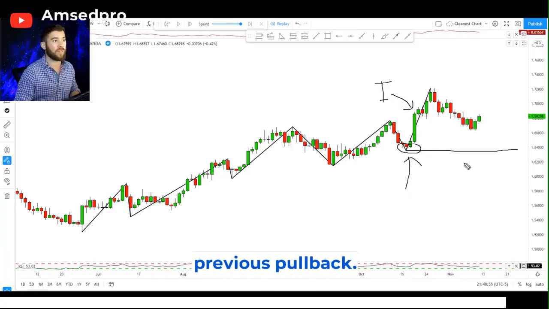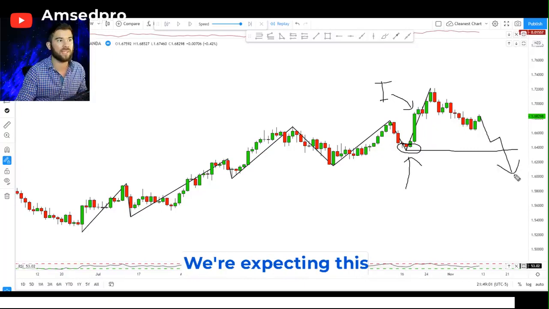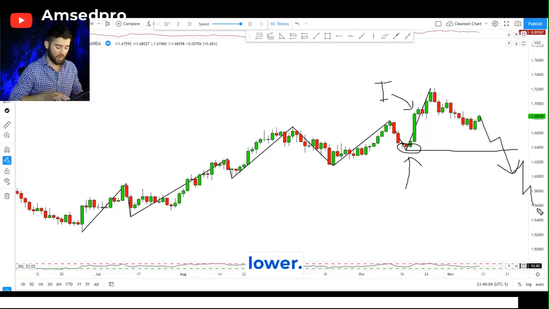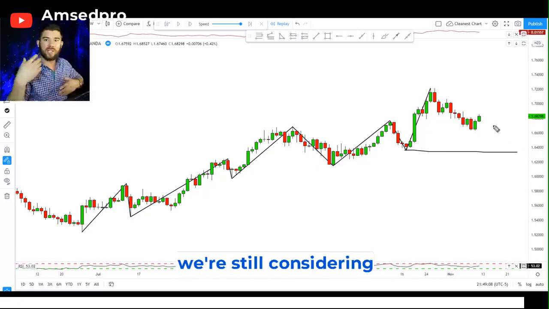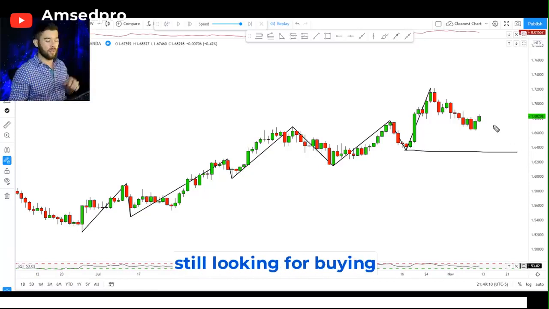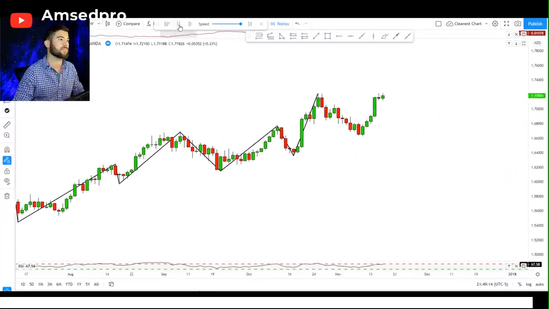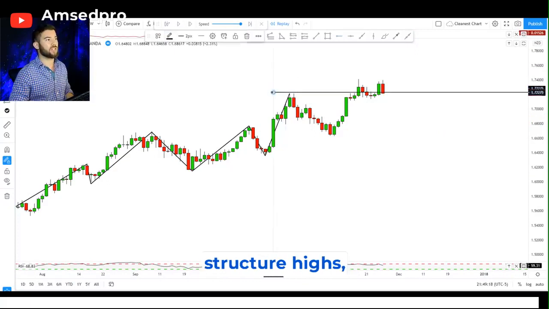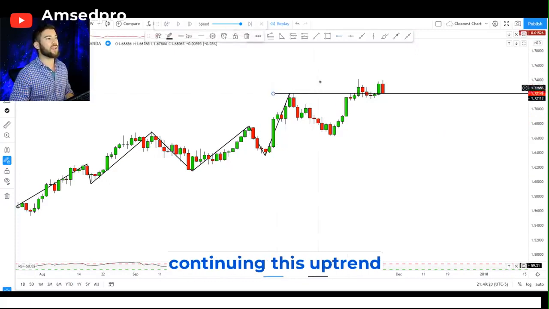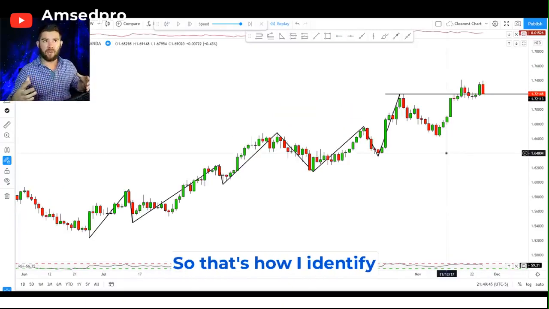This is the low of our previous pullback. So if this market does this, then we're expecting what? A possible reversal. We're expecting this market to possibly head lower. But as long as we stay above this previous pullback, we're still considering this market in an uptrend, still looking for buying opportunities. Let's see what this market does. Boom, just like that, we break into new structure, highs continuing this uptrend here on the Euro New Zealand. So that's how I identify uptrends.